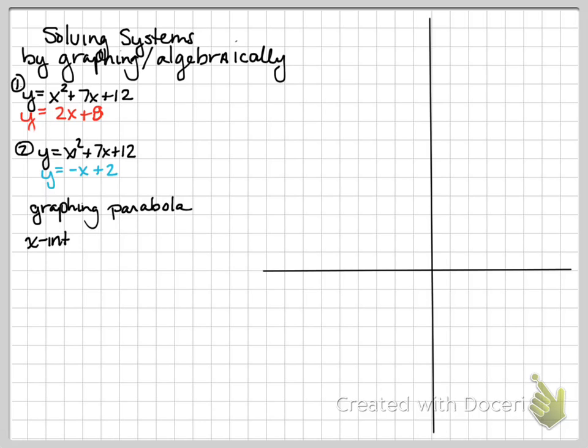Remember, to find x-intercepts, you put the equation equal to 0. So 0 equals x squared plus 7x plus 12. Now you're going to factor the x squared plus 7x plus 12. Again, we've already gone through factoring, Unit 8, so I'm not going to show all the steps just to speed things up. Just trust me. The factors are x plus 4 and x plus 3.